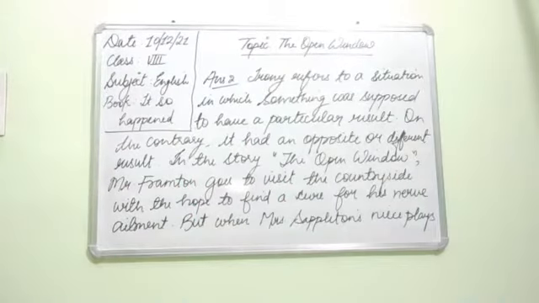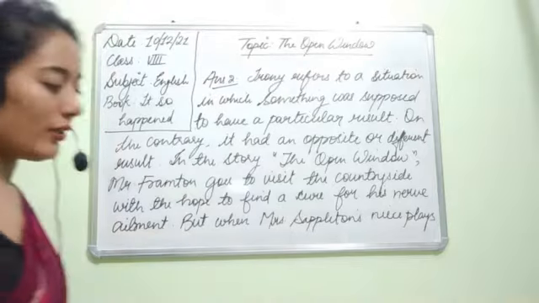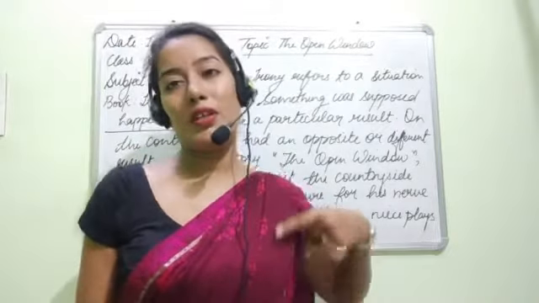Irony refers to a situation in which something was supposed to have a particular result. On the contrary, it had an opposite or different result. In the story The Open Window, Mr. Frampton goes to visit the countryside with the hope to find a cure for his nerve ailment. But when Mrs. Sappleton's niece plays, please take down the screenshot. Okay, I am hoping that you have taken down the screenshot. I am rubbing this off now.